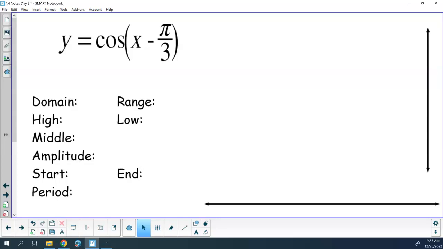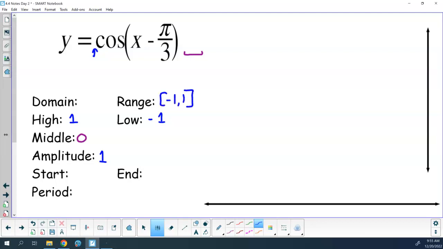Okay. So based off of this one, I got nothing out here, so that puts my middle at 0. I've got a 1 out in front, so that makes my amplitude a 1, which means I go all the way up to 1, I go all the way down to negative 1. Domain, all real numbers.